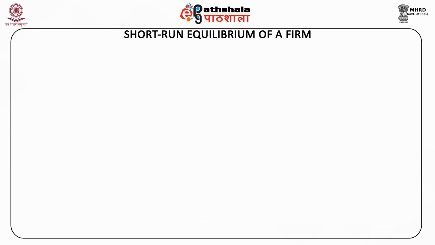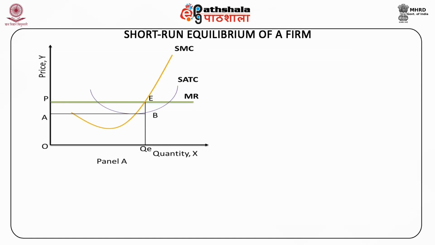Now let us focus on the short-run equilibrium of a perfectly competitive firm. A firm in the short run does not necessarily make excess profit. The profit or loss of the firm depends upon the average total cost at the point of equilibrium. In panel A, the SMC is the short-run marginal cost curve, and the horizontal marginal revenue curve represents the marginal revenue as well as the price level.